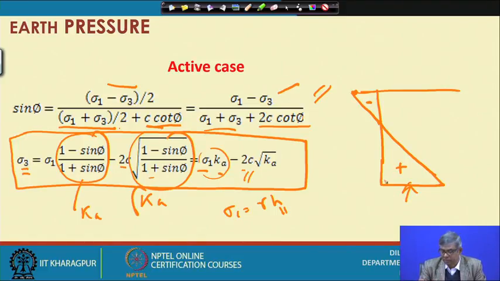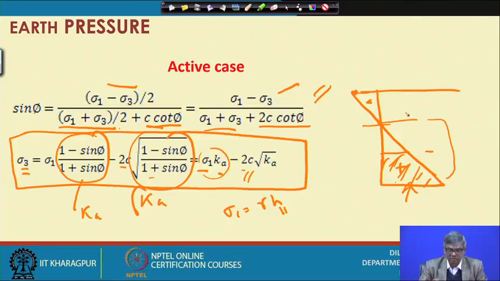Now we can find out what the thrust is. Sometimes this much minus gets cancelled, so this will be the only thrust. This pressure is acting as thrust. Sometimes, to make it safer, we ignore the minus part, only consider the area of this, and consider that as the thrust. Either way it can be done.